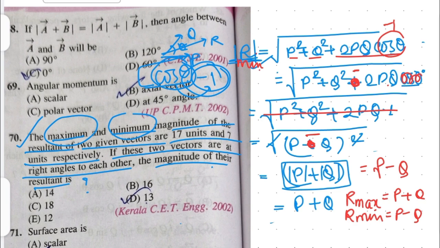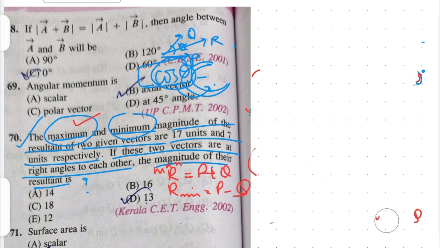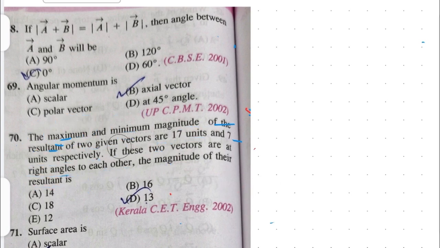Now we will not have much time to derive all this, so we will remember that the maximum value's formula is P plus Q and the minimum value's formula is P minus Q. Okay. So now we will simply put the values that are given in the question. Let us do that.